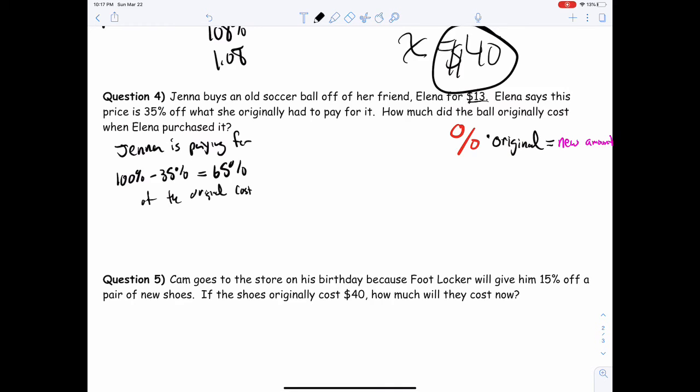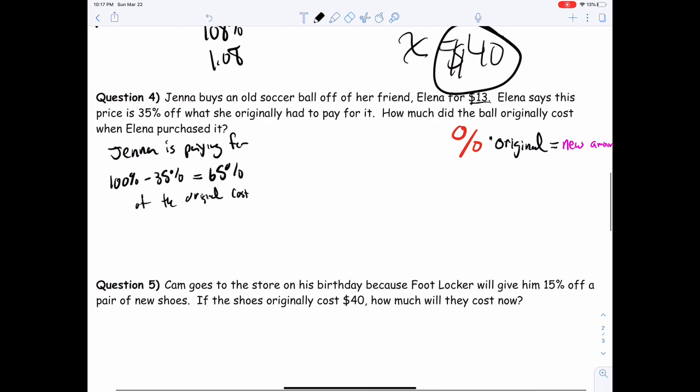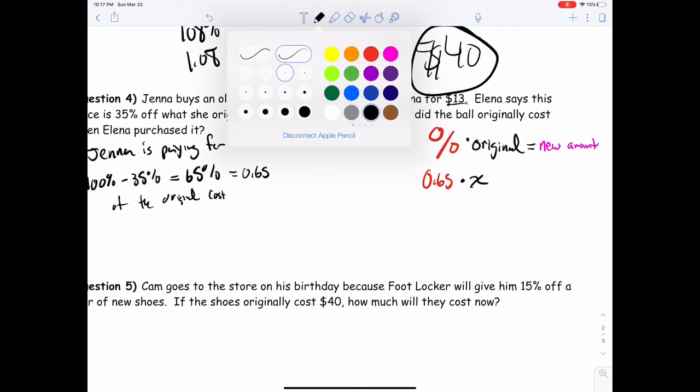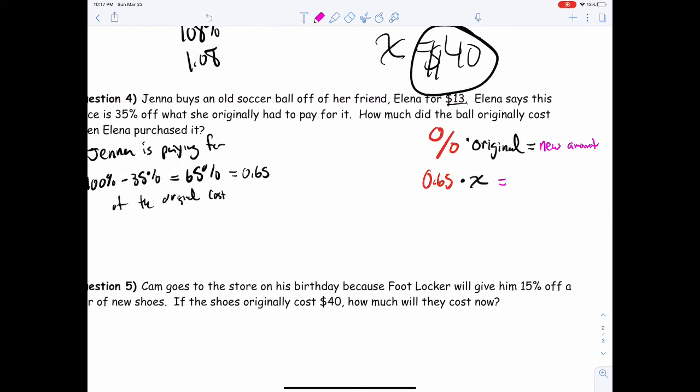Elena knocked it down. Good friend. 35% off of what I paid for. And we know that 65% is really 0.65. So what we can do is, using our formula, 0.65 times the original. We don't know what Elena originally paid for. All we know is that she knocked it down 35%. We do know that when she knocked it down by 35%, it cost 13. So if you go ahead and now solve this equation, once you had the equation, you were so good to go. Divide by 0.65, x equals 20.